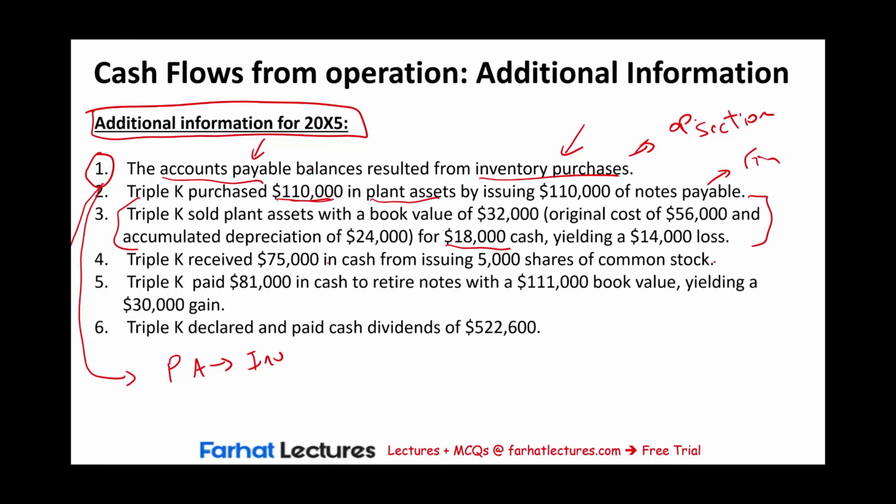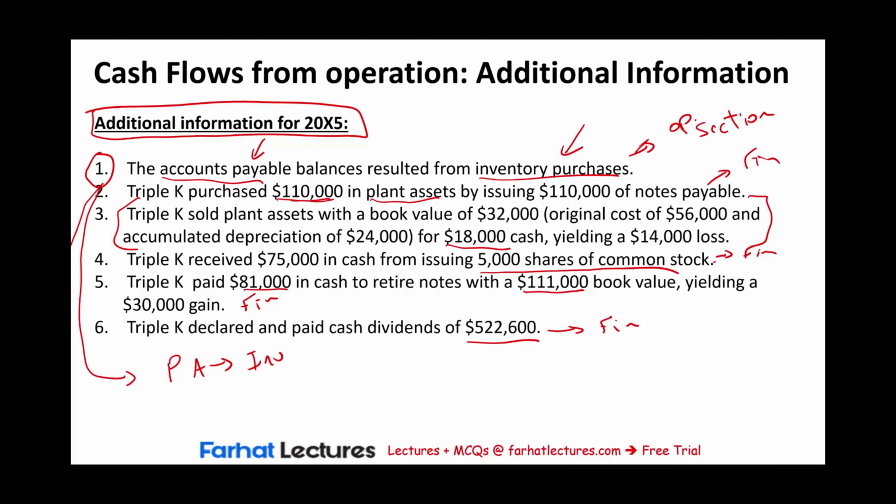Triple K received 75,000 in cash from issuing 5,000 shares of common stock. This is a financing activity. Triple K paid 81,000 to retire notes with 100,000 book value, yielding a gain of 30,000. Again, this is part of how they are financing the company. Triple K declared and paid dividends of 522,600. Again, this is a financing activity. So what you do is you go over each item in the additional information to find out where this piece of information would be needed when I'm preparing the statement of cash flows.